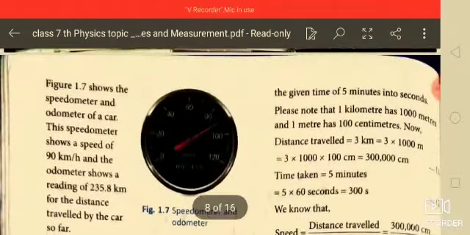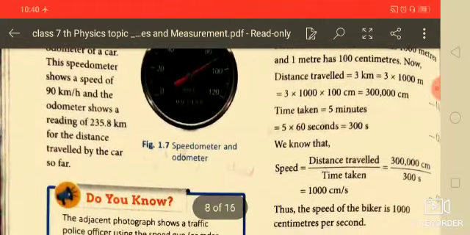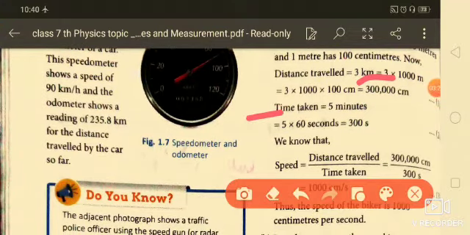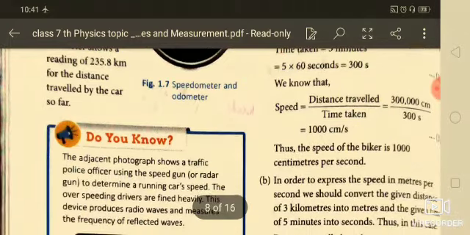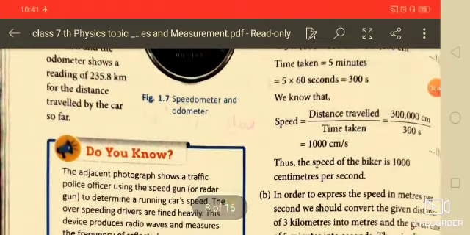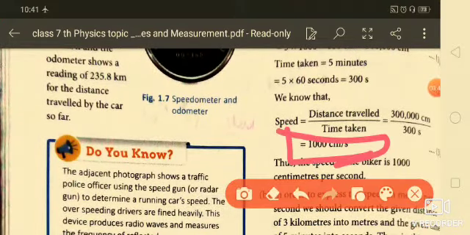Now a numerical problem is given here. The distance traveled is given, and the time taken is also given. At first you will convert these into SI units. You will find the distance traveled in centimeters and the time taken in seconds, and finally you will find that the speed is 100 centimeters per second. You will find it in meters per second, but if the condition is given to find it in centimeters per second, then you will convert it into centimeters.